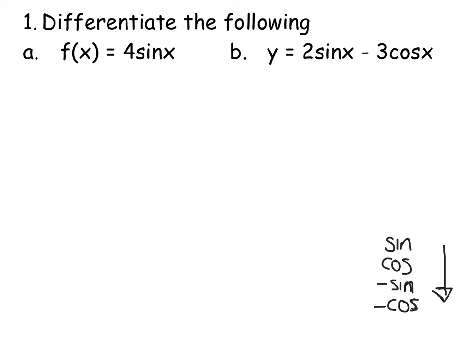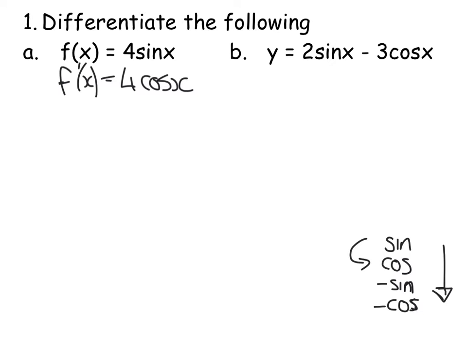Right, so sine, if you look at the list, sine goes to cos. So this just becomes 4 cos x. Now I should have put in the notation, if we're differentiating, that becomes f dashed x in there. So 4 sine goes to 4 cos. There's no numbers in front of the x. That's when you've got to start doing something a wee bit different. So that one's nice and straightforward.